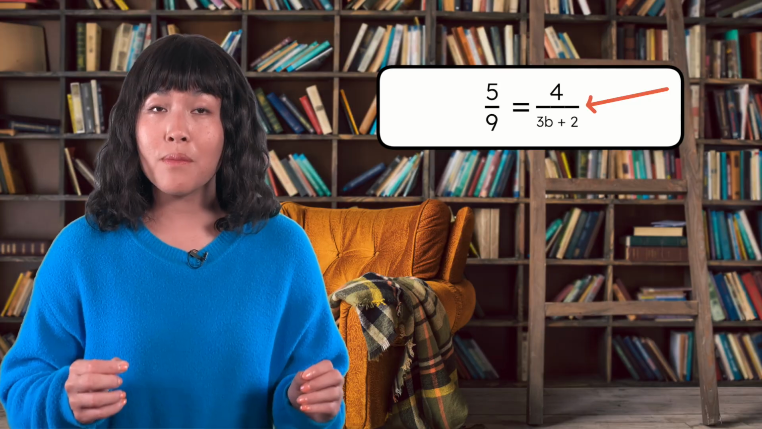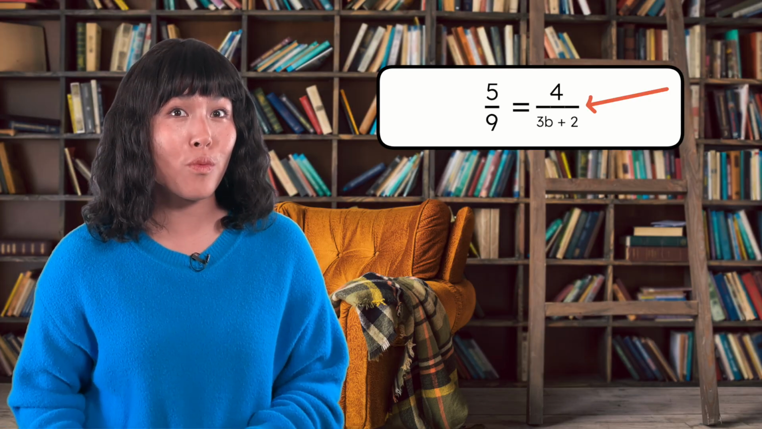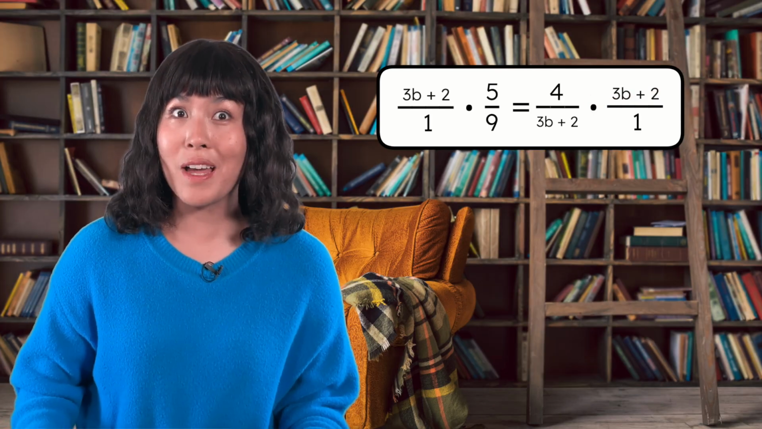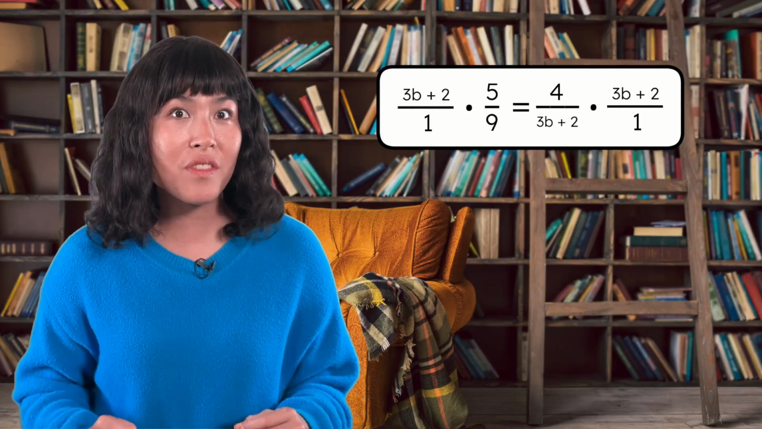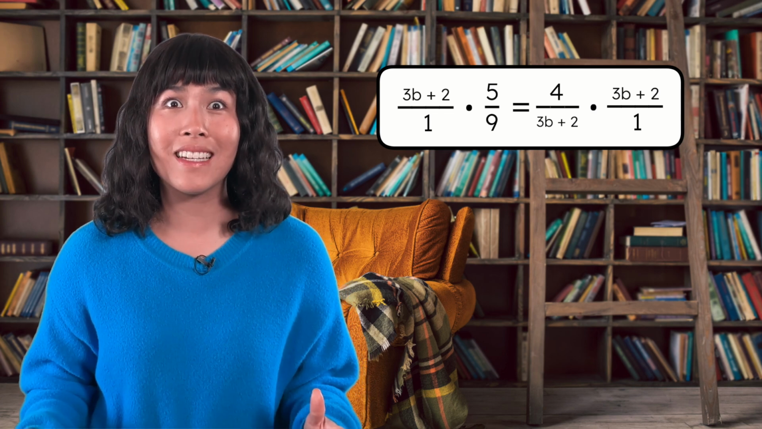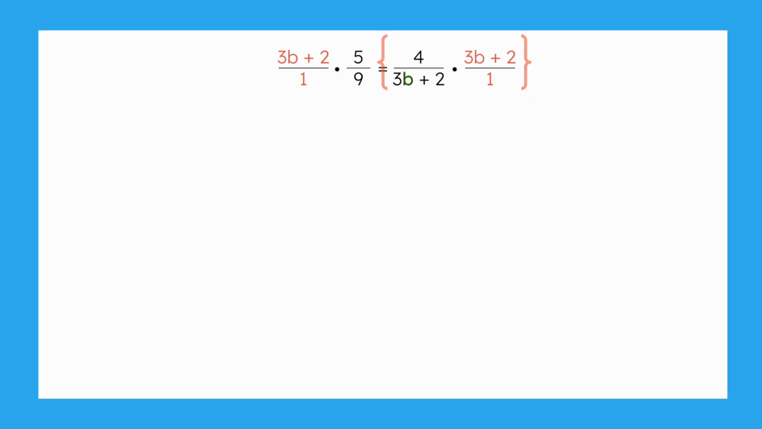Well, since I'm dividing 4 by this quantity 3b plus 2, I will multiply both sides of the equation by this entire expression to get b out of the denominator, which will help me solve this equation. Okay, let's do it. On the right, 4 over 3b plus 2 times 3b plus 2 over 1 cancels this entire expression, and I'm just left with 4. On the left, I have 5 times the quantity 3b plus 2 over 9. Okay, so that accomplished the goal of getting b out of the denominator.